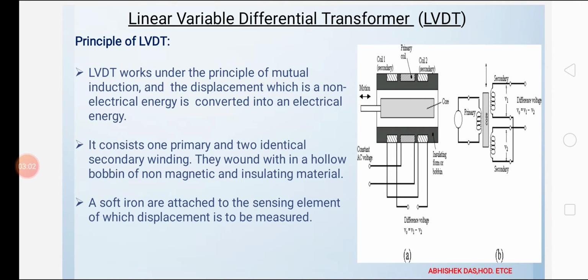Now our important topic is the linear variable differential transformer. This is an inductive transformer or inductive transducer. The transformer action type transducer is basically a linear variable differential transformer. This is the most widely used inductive transducer for transforming linear position into an electrical signal. It is a mutual inductance type inductor with variable coupling between the primary and the secondary.